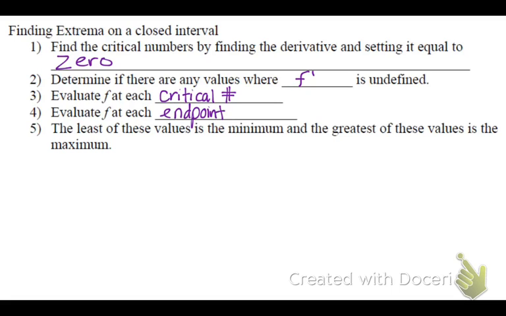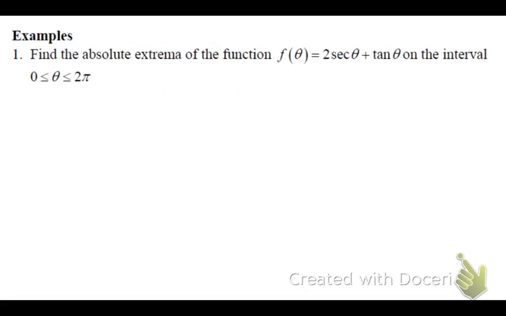So all that means is that when you get your x values, plug them back into the function for the endpoints as well as for the critical numbers to figure out what the y value would equal at that x value. It says the least of these values, so I'll go ahead and highlight that, the least of these values is the minimum, so the smallest y value is the minimum, and the greatest y value is the absolute maximum. So we're going to go ahead and practice a few of these examples. Now, I want to actually skip over the first one because we're going to come back to trigonometry later. Let's look at the second one.